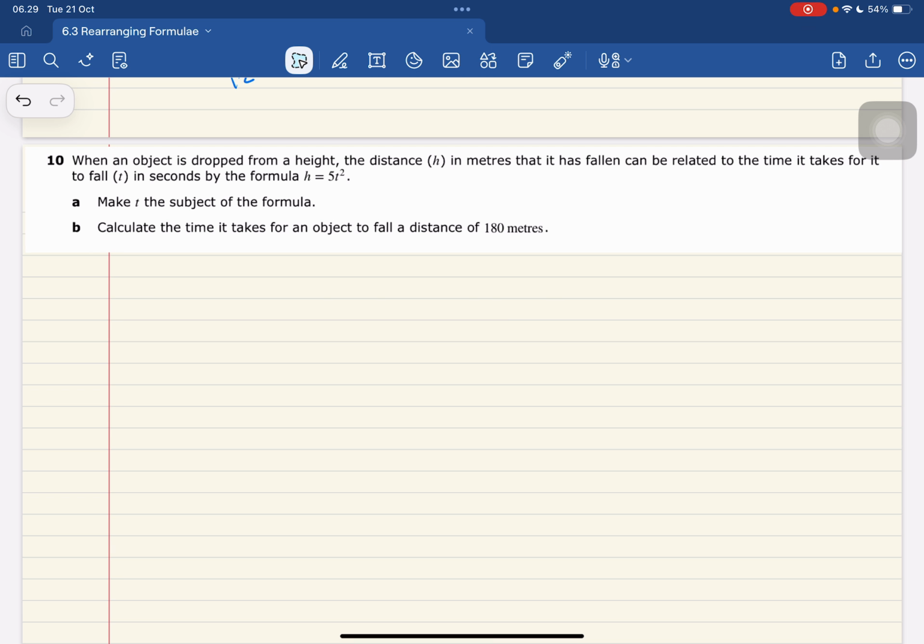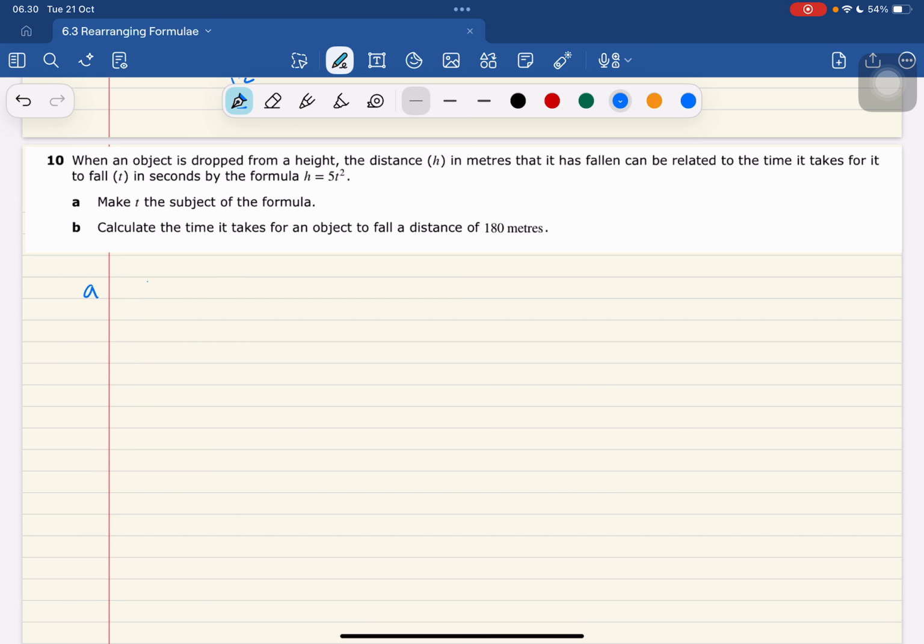When an object is dropped from a height, the distance h in meters that it has fallen can be related to the time it takes to fall, t. Make t the subject of the formula. So we have h equal to 5t squared. Get rid of 5, divide by 5. So h over 5 equals t squared. To get rid of the square, take the square root of both sides. So t equals the square root of h over 5.